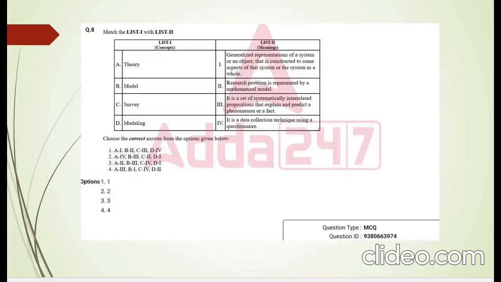So let us move forward to the next question. Match list 1 and list 2. List 1 is given as theory, that is a generalized representation of a system or an object that is constructed to some aspects of that system or system as a whole. Model, you are given option as research problem is represented by mathematical model. Survey, it is a set of systematic related propositions that explain and predict a phenomenon or a fact. Modeling, it is a data collection technique using a questionnaire.